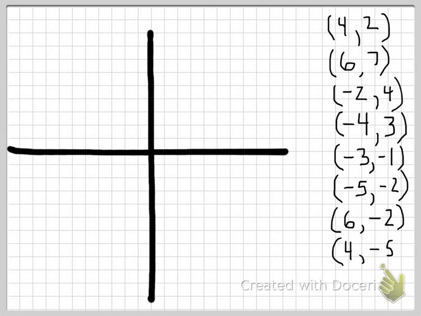Last one. 4, negative 5. So the 4 is positive. So again, to the right for my x value. 1, 2, 3, 4. But my y value is negative, so I have to go down. 1, 2, 3, 4, 5. And that would be 4, negative 5.